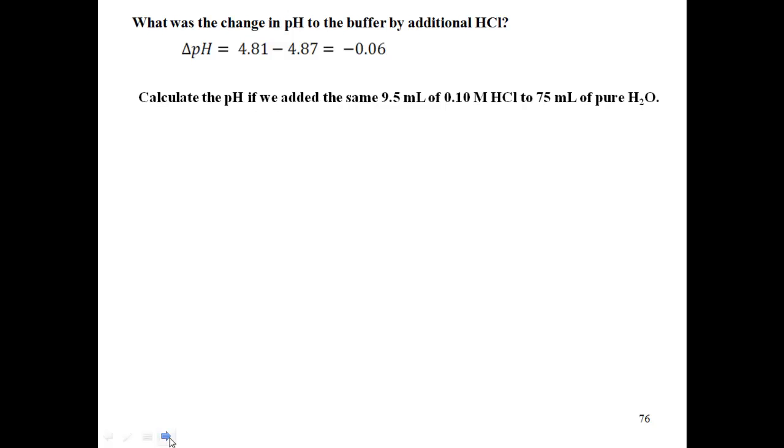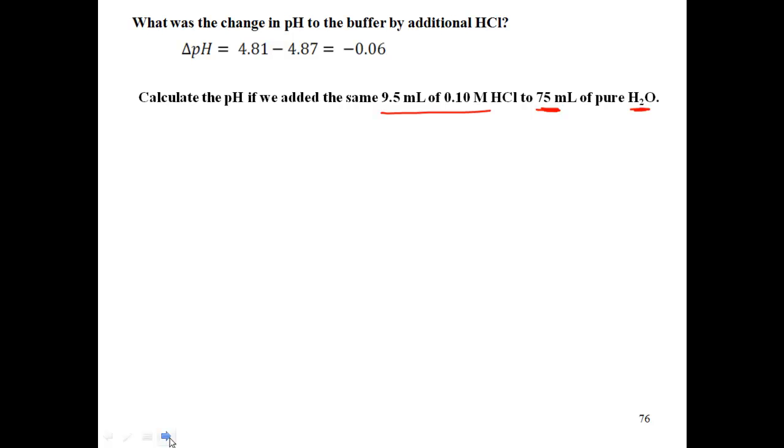Okay, now I want to show you that adding that same amount of acid to pure water would make a dramatic change. Okay, so I want you to realize that that is a substantial amount of acid we add, and the pH didn't change much. So let's look at this same problem, but deal with it as just pure water. Okay, so I'm going to take this same 9.5 milliliters of 0.1 molarity HCl, that same amount, added to the same quantity of solution, 75 mL, but this time it's pure water. It's not a buffer.